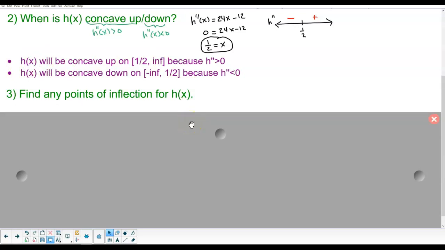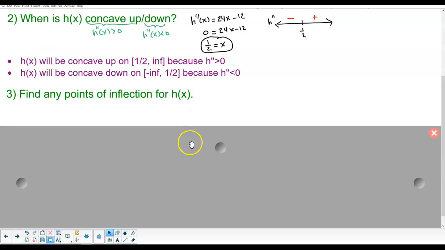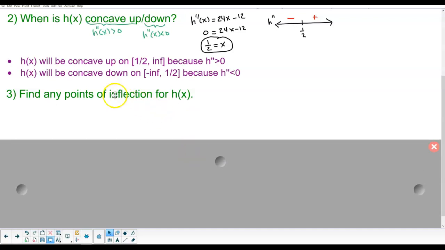Part 3 says find any points of inflection for h. Well, points of inflection are where we change from concave up to concave down, or vice versa. And notice our sign chart can actually kind of help us determine that. Here I changed from going concave down to concave up. So that proves that at x equals 1/2, there's a point of inflection. The only thing we have to do is to find the point.